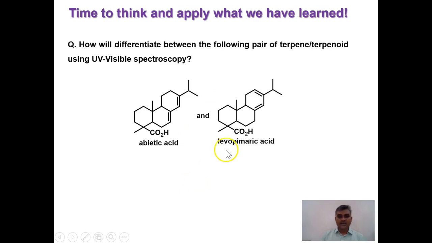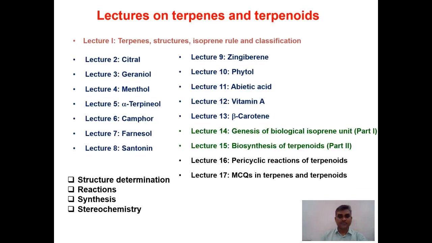And the last and very interesting problem is about how you will differentiate between abietic acid and levopimaric acid on the basis of UV-visible spectroscopy. Here the application of the Woodward-Fieser rule will be very important, and on the basis of that one can calculate whether it's a heteroannular diene or a homoannular diene. On the basis of that one can reach the structures of abietic acid as well as levopimaric acid. So in this way we have learned the chemistry of the abietic acid molecule.